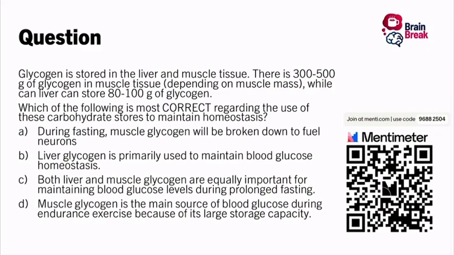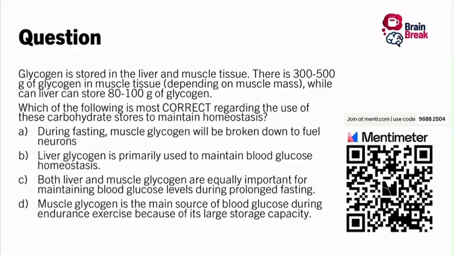Glycogen is stored in the liver and muscle tissue. There's probably about 300 to 500 grams of glycogen in muscle tissue, depending on muscle mass, while the liver can store about 80 to 100 grams of glycogen. Which of the following is most correct regarding the use of these carbohydrate stores to maintain homeostasis?